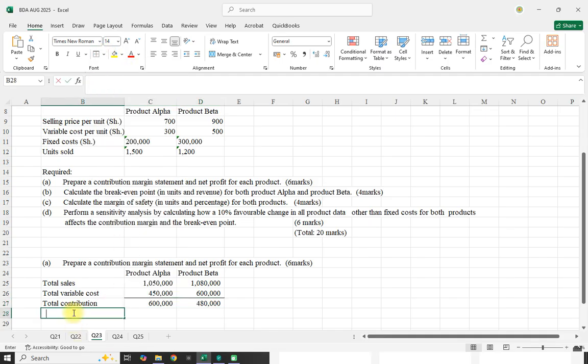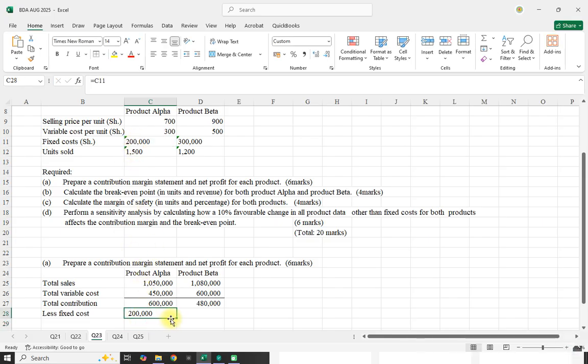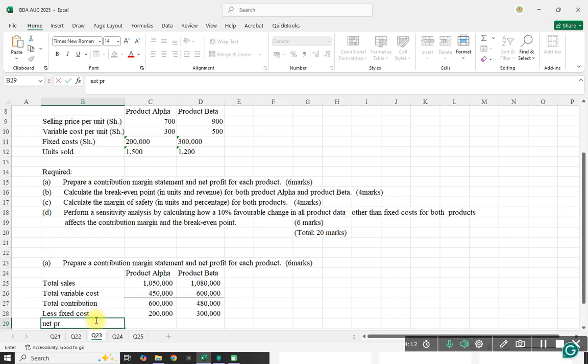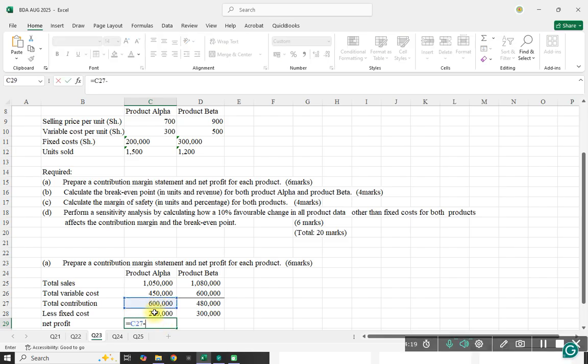Then we less the fixed cost. Fixed cost has already been given here, 200, and the other one is 300. So we get the net profit. So that is our contribution margin statement and the net profit for each particular product.